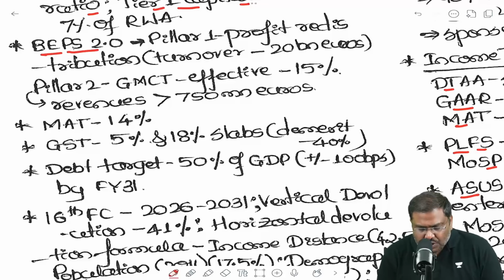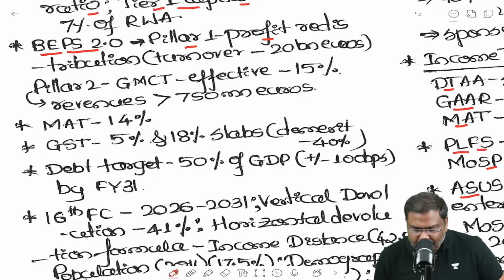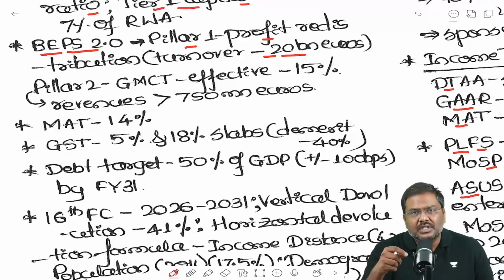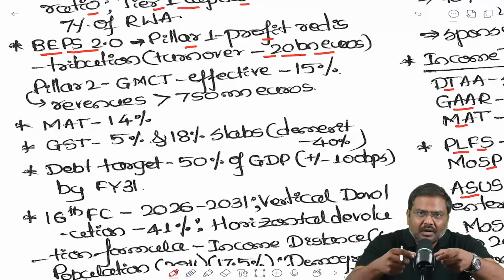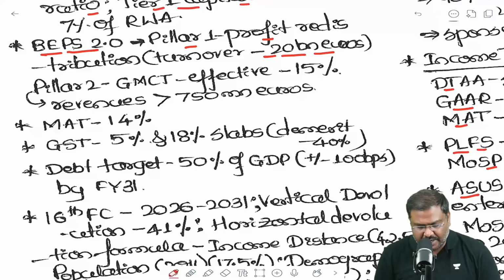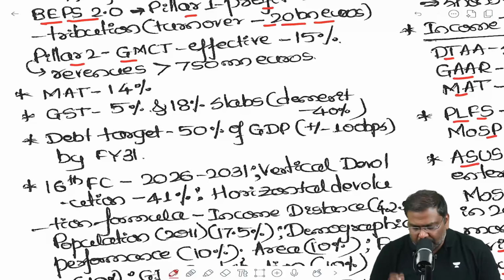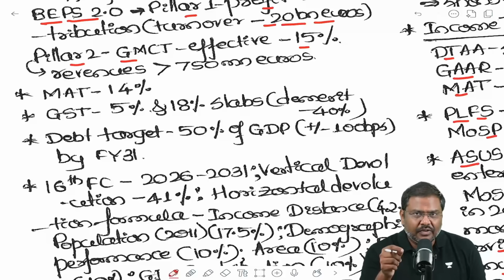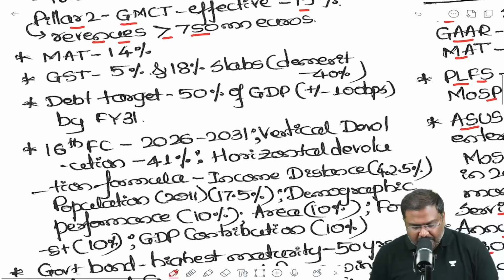You also have BEPS 2.0. There are 2 pillars under this. Pillar 1 talks about the profit redistribution, and this is applicable to those particular companies which have a turnover of at least 20 billion euros. Take part of the profits and distribute in those countries where the profits are generated. Pillar 2 talks about global minimum corporate tax. Effective corporate tax rate should be at least 15%. And this is applicable for those companies which have revenues of more than 750 million euros.